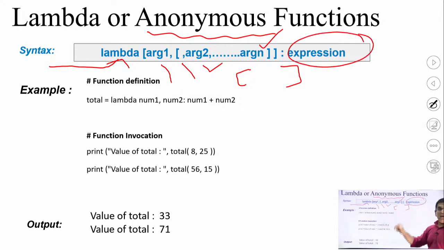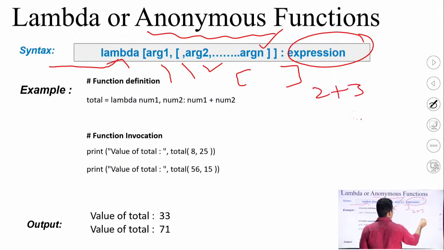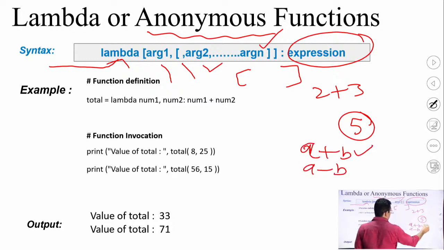You need to take care about the syntax. A colon symbol is there, then the output in the form of an expression. For example, an expression like 2 plus 3, the output will be 5. Expressions like a plus b, a minus b, these are outputs in the form of expressions.